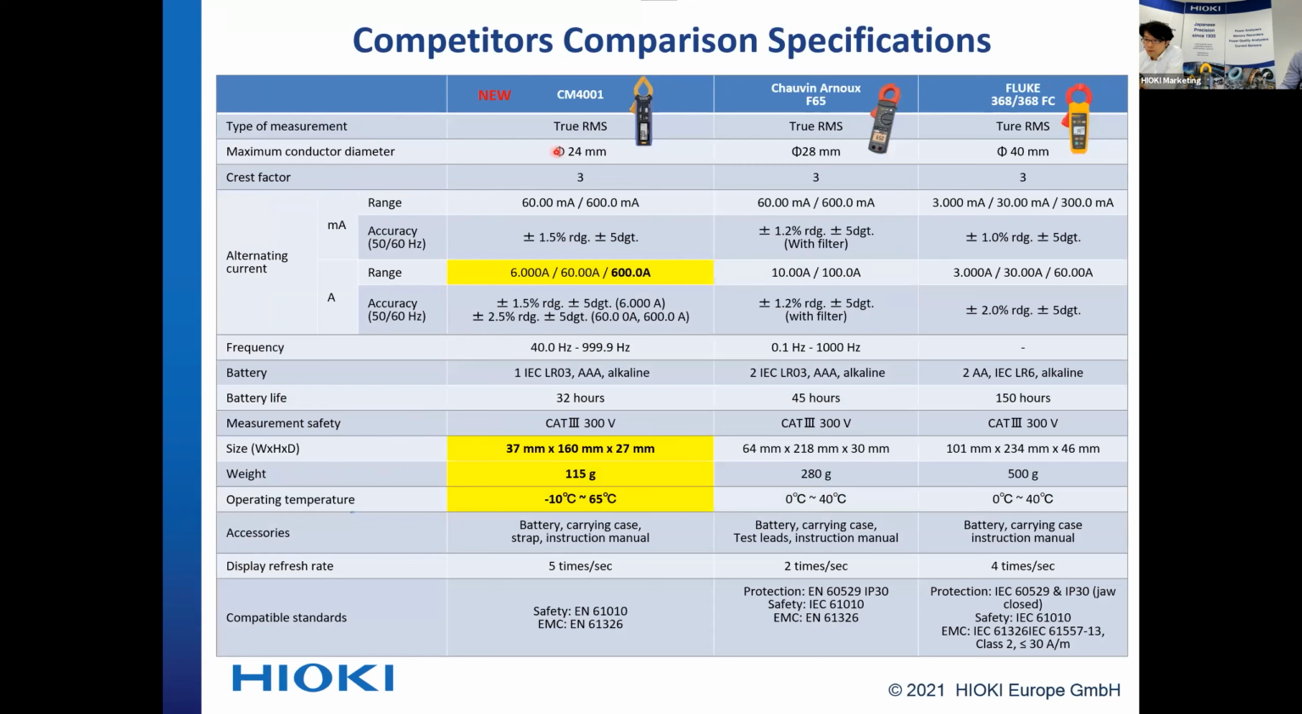The small one, CM400x, has a 24 millimeter diameter clamp, and the Carbions has a similar size clamp. When we compare these two products, the Carbions can measure up to 100 amps. However, we can measure up to 600. That's a big difference. And the size and weight is almost half. This means it is very easy to operate.